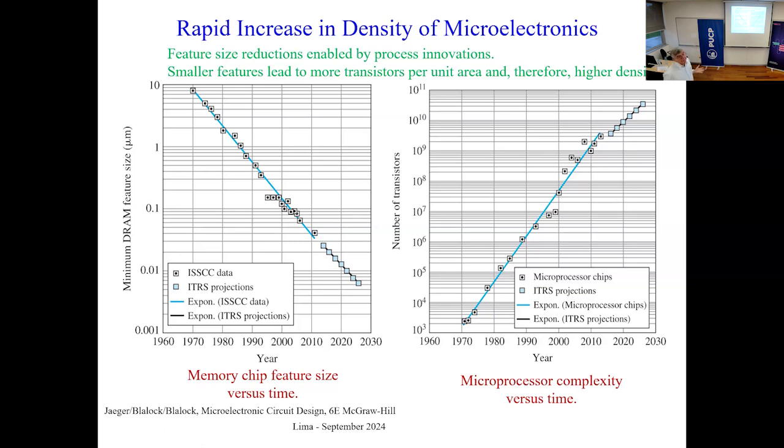These are some pictures from Jaeger's book. This is the evolution of the feature size of dynamic RAMs. And you see that the feature size has decreased a lot. This dimension here is in micrometers. We are in the nanometer age today. And this is the number of transistors on a chip.